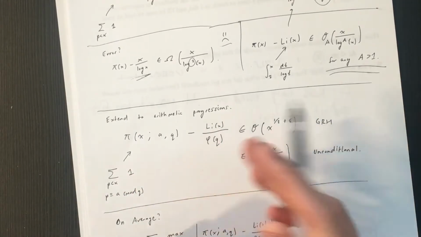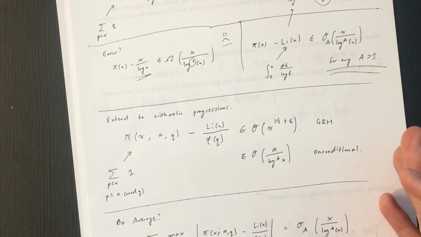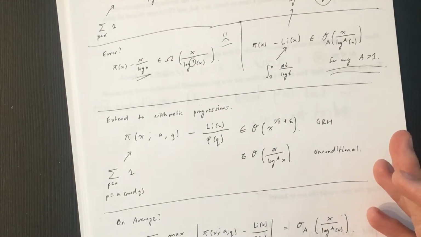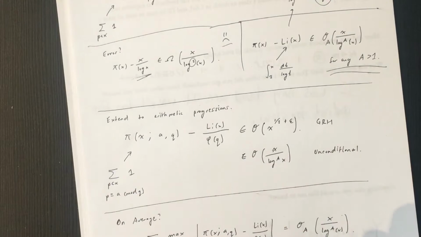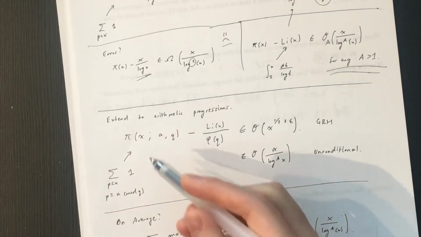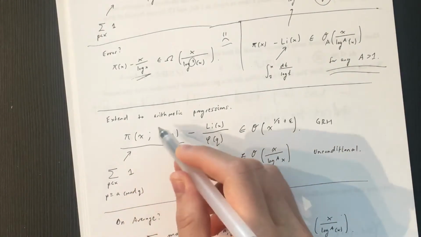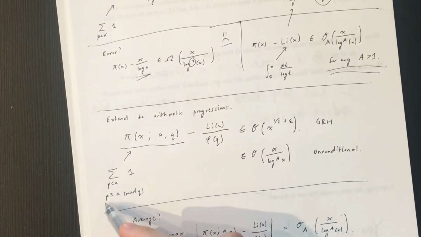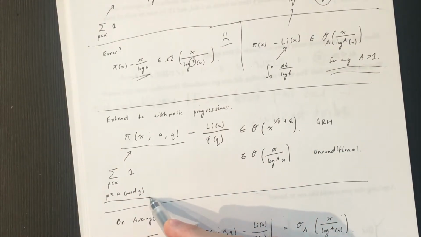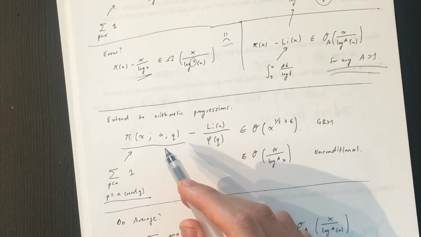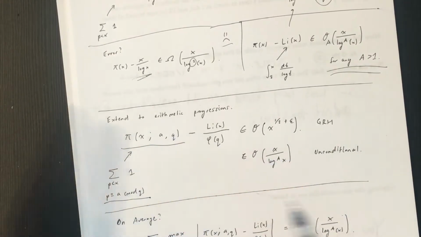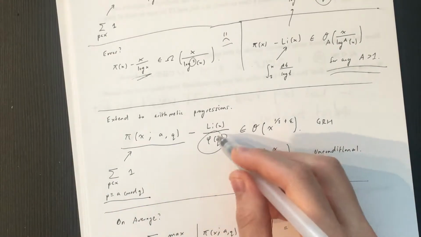Instead of counting all the primes less than x, it's somewhat interesting to count all the primes that are a mod q for some q. This is what this pi with the semicolon a, q is. It's the same thing, except you're only counting the primes that are a mod q. Because these are all primes, they're all going to be coprime to q, so they fall into one of phi of q residue classes.